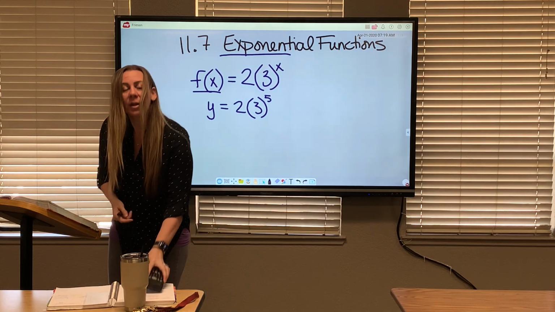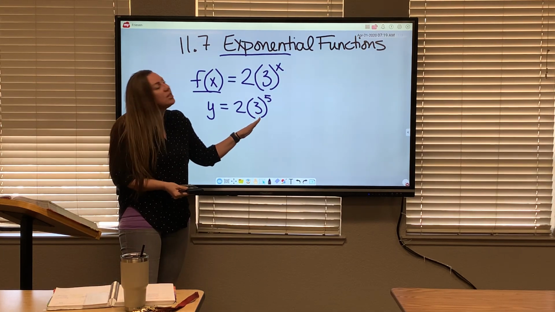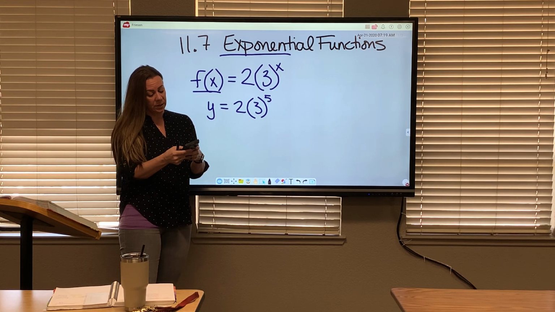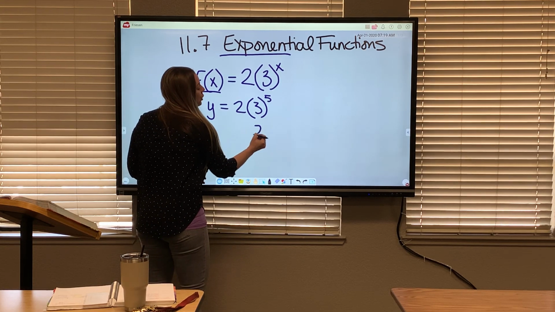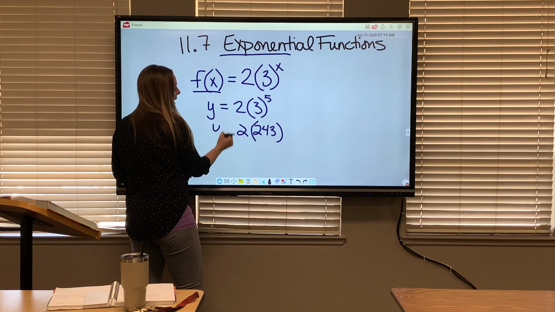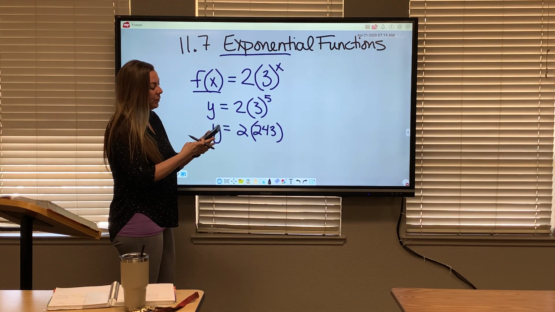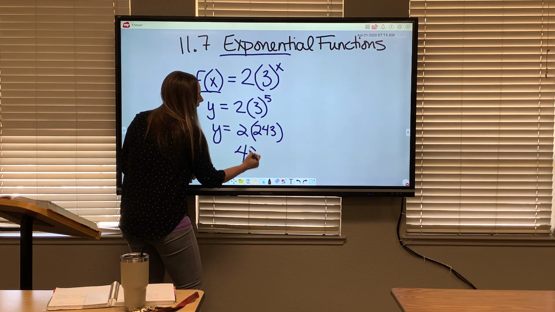Now I'm going to use my calculator. Remember, with exponents, I'm going to do this 3 to the 5th power first, and that 3 to the 5th power is 243, and then I bring this 2 down, okay? And then I multiply that by 2 again, and I'm going to get 486.